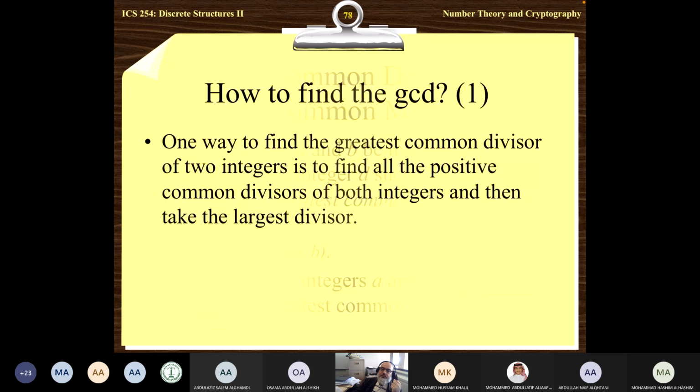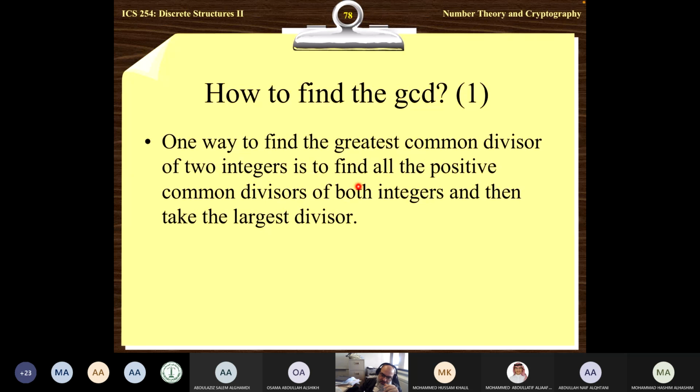So now the question is, how can I find the greatest common divisor? Well, one way to find the greatest common divisor of two integers is to find all the positive common divisors of both integers, and then take the largest. But this is basically doing too much.